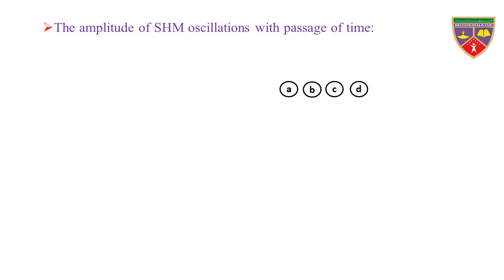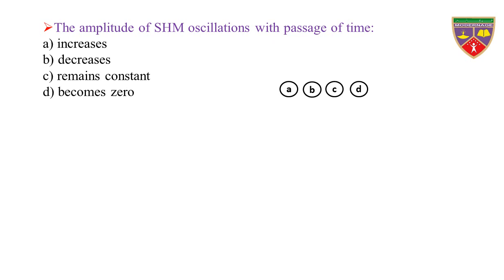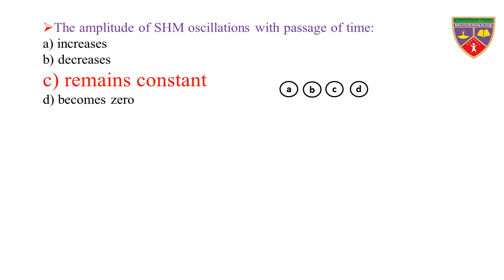The amplitude of simple harmonic motion oscillations with the passage of time: option A increases, option B decreases, option C remains constant, option D becomes 0. The key is remains constant. Therefore, the correct option is C.